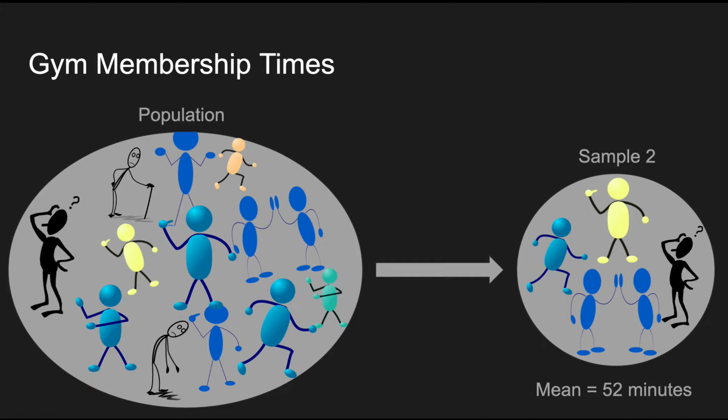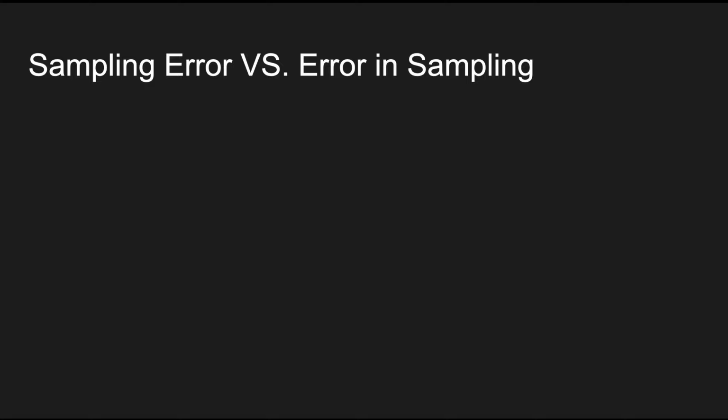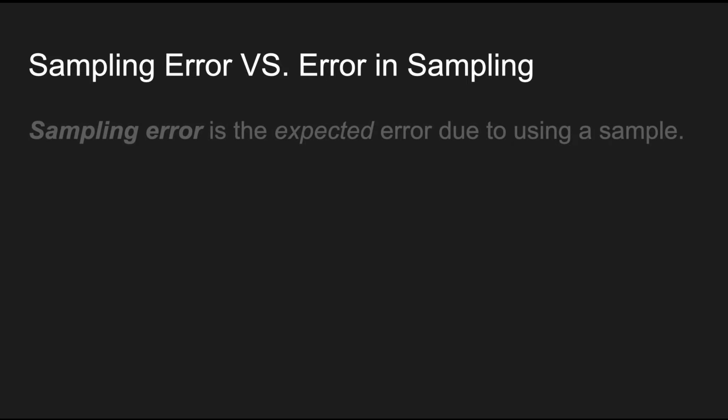Some of the people are different because that was a random sample. And so the mean changed slightly. It's now 52 minutes. This is called sampling error. We didn't actually make an error, but it's a recognition that at least one of these is not the true mean of the population. Sampling error is the expected error due to using a sample.